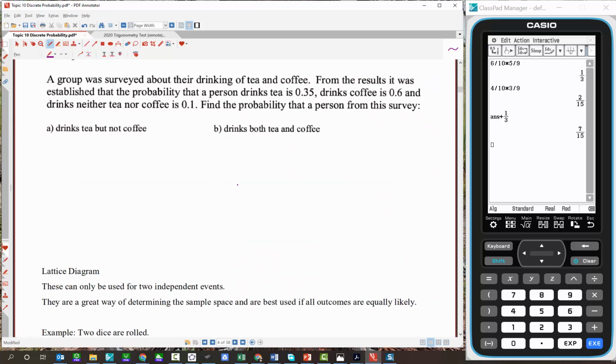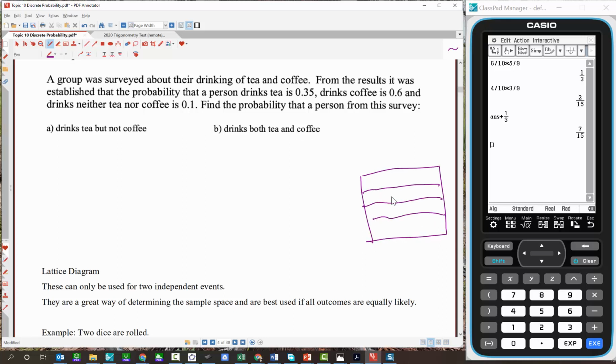All right, a group was surveyed about their drinking of tea and coffee. From the results, it was established that the probability that a person drinks tea is 0.35, drinks coffee is 0.6, and drinks neither tea nor coffee is 0.1. Poor people. Okay, so find the probability that a person from this survey drinks tea but not coffee, drinks both tea and coffee. So notice that there's no instructions on which way to go.